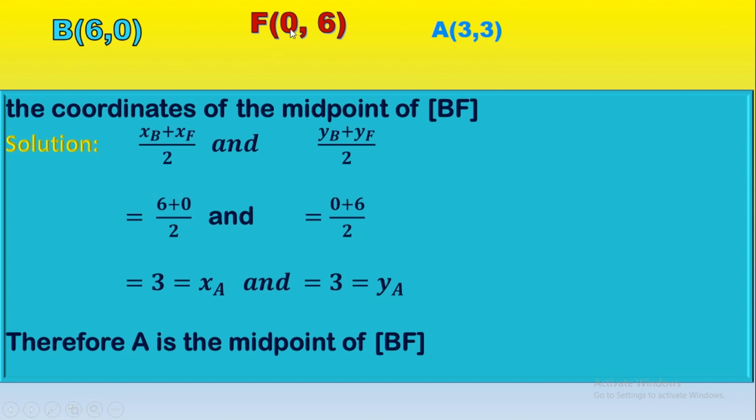XB plus XF over 2. Isn't it 6 plus 0 over 2? So 6 over 2, 3. Isn't it the same as XA? XA is also 3. What about YB plus YF over 2?